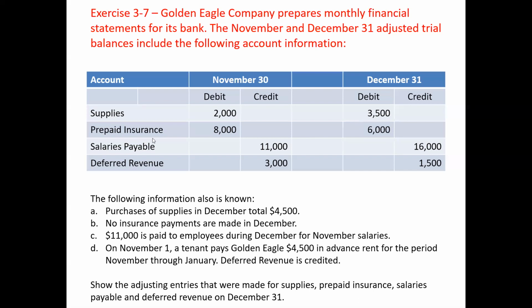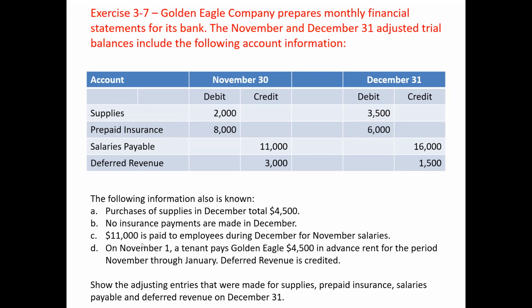Then we see salaries payable, which is a liability. On November 30th, we show a credit balance of 11,000, but look, on December 31st, we're up to a credit balance of 16,000. Then we have another liability called deferred revenue. Remember, deferred revenue is when someone gives us cash, but we haven't performed the work yet. That was sitting with a credit balance of 3,000. As of December 31st, now it has a credit balance of 1,500.